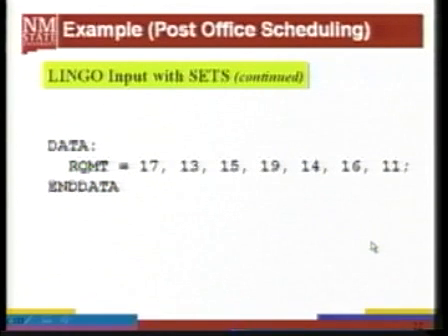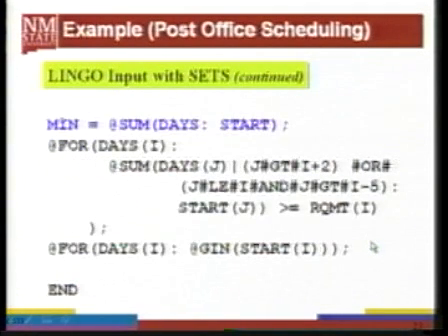And next, we input the requirements for each day of the week. And next, we create an objective function by summing the total number of workers starting work on each day of the week, right? And next, for each day of the week, we create the constraints that ensure the total number of employees working that day is at least as large as the day's requirement.